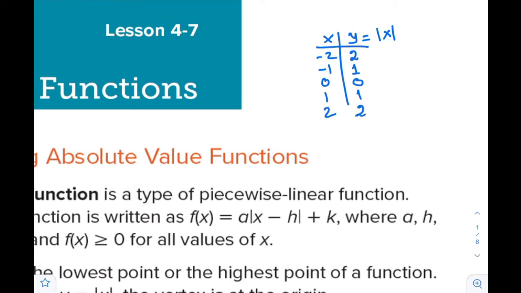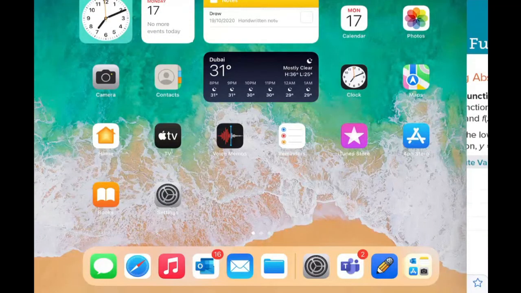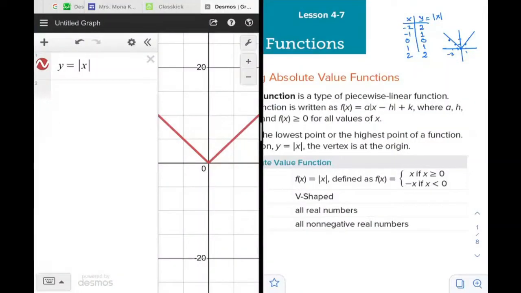So if you want to graph it, -2 is paired with 2, -1 with 1, 0 with 0, 1 with 1, and 2 with 2. As you can see, it will look like a V shape. And simply, if you use any graphing software, you will have this shape, the absolute value function.